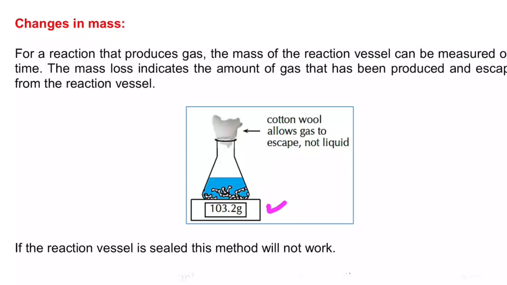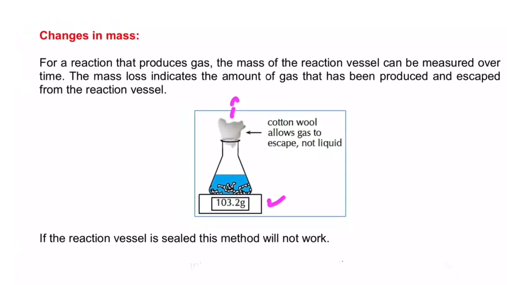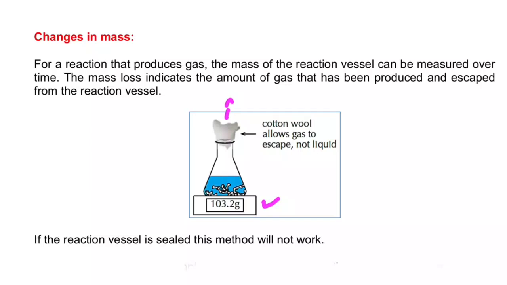Because if gas is being produced and you only have a cotton wool at the top, the gas is going to leave the conical flask through the cotton wool. So the mass is going to decrease. That decrease in mass, we can therefore use to calculate the rate of a reaction. But obviously, if the reaction vessel is sealed at the top, this will not work.